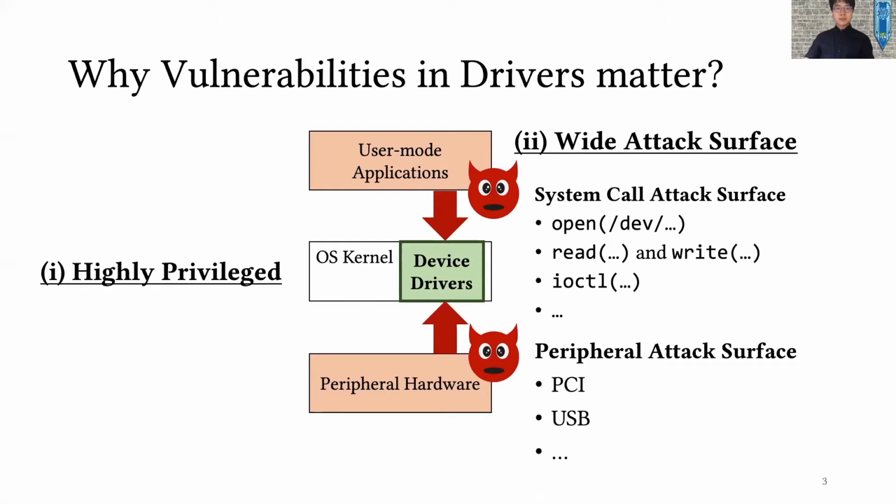The second reason is that device drivers expose a wider attack surface than other kernel components. In addition to the system call attack surface, device drivers also expose a peripheral attack surface, which is reachable by an attacker through interfaces like PCI or USB.